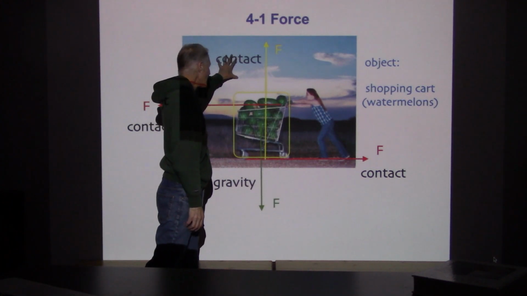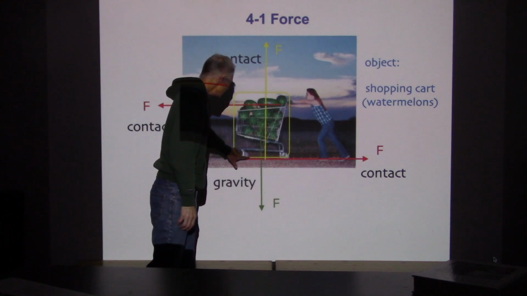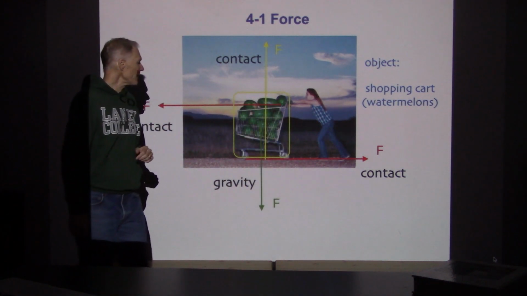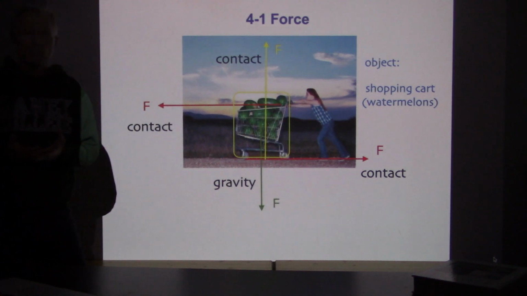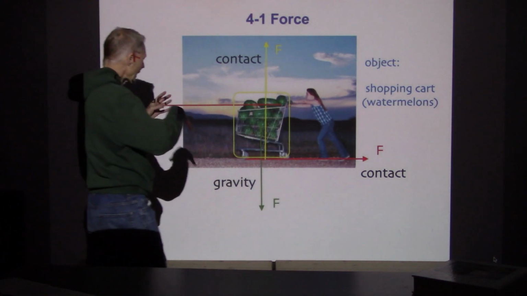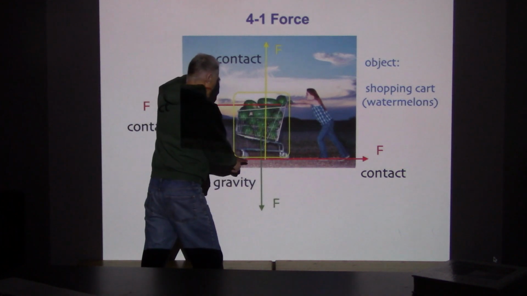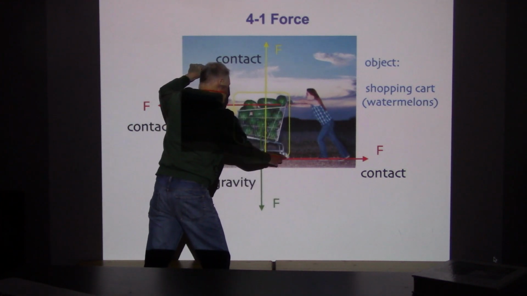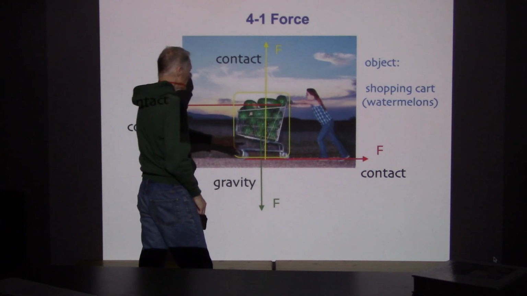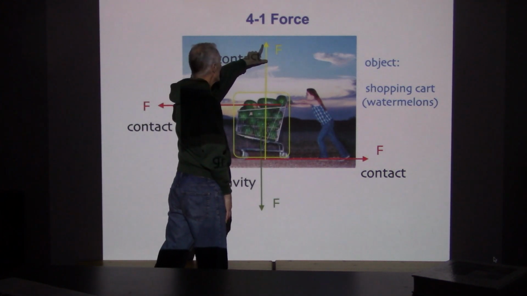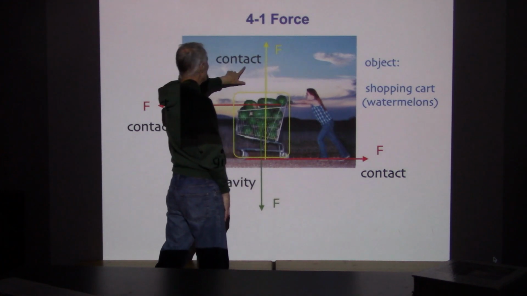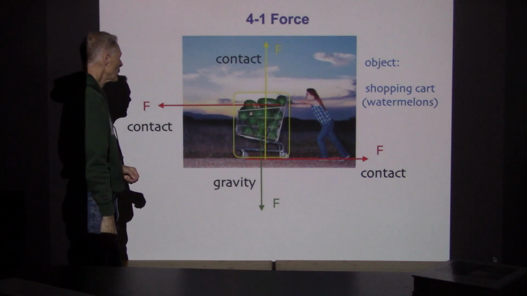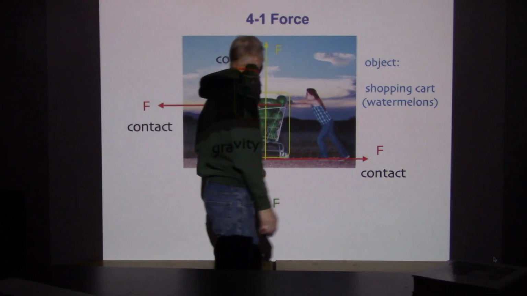There's what we call a contact force between the wheels, the little treads on there, and the pavement. So again, I'm isolating the shopping cart and saying from outside what's happening to it is there's a force from the pavement pushing up on the shopping cart, and I'm representing that with this force vector, and calling it a contact force.